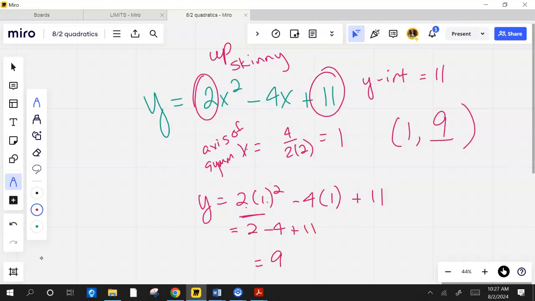You can do all this. You can graph a parabola in standard form. So we're going to practice.